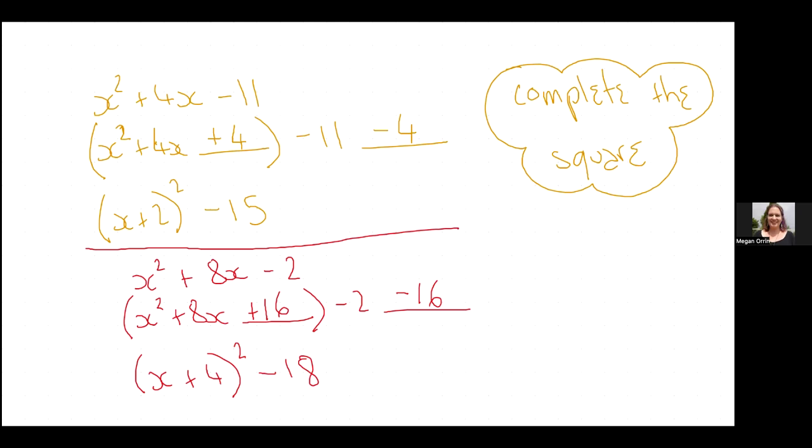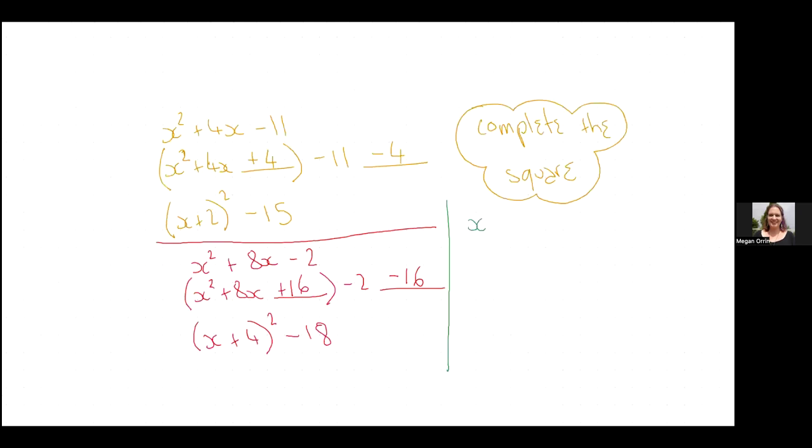All right, let's do one with a negative. So if I have x squared minus 14x plus 3. All right, if this was a perfect square, what number belongs there?